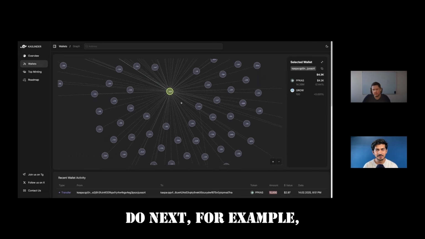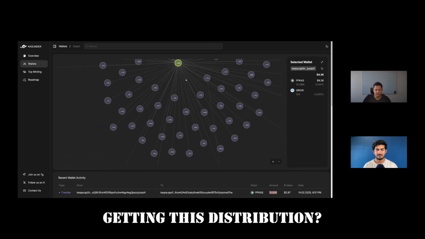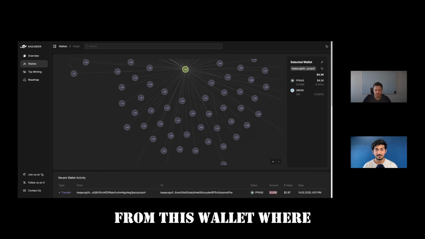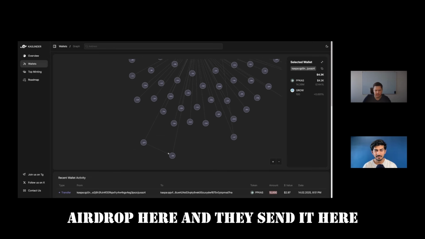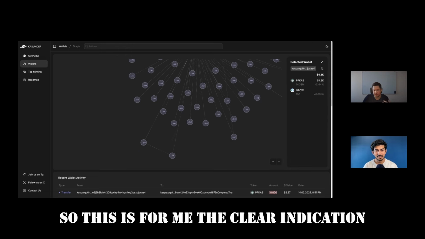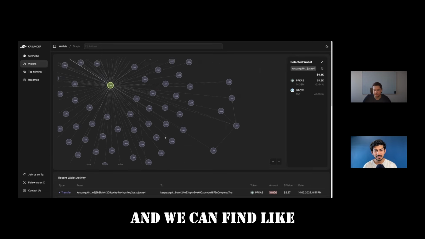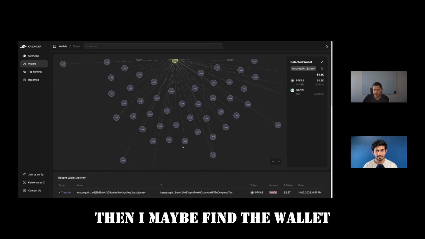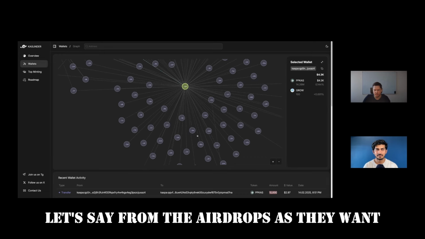And then what I can do next, for example, if I'm curious who is actually getting this distribution, I can find some patterns. For example, from this wallet where they distributed the airdrop, they sent the airdrop here and they sent it here. But this wallet also sent it back here. So for me this is a clear indication that the owner is probably the same, right? And we can find many of them like these. And then I can say, okay, maybe I find the wallet that accumulated as much PPCAS from the airdrops as they wanted.